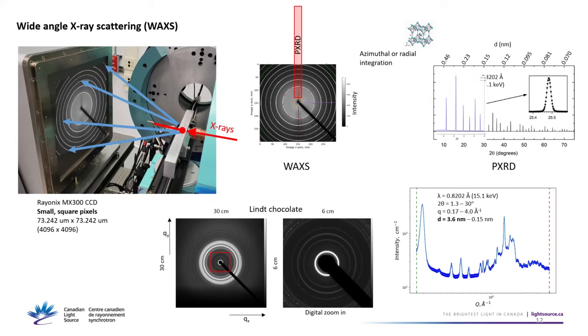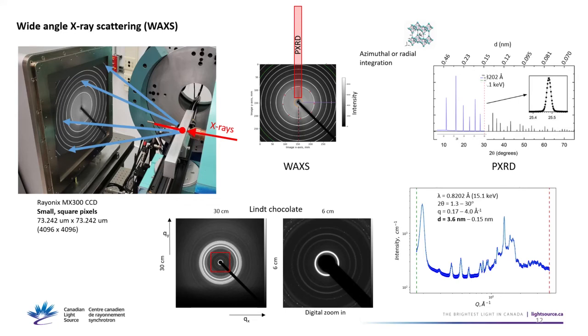But now with this setup, we have these square pixels, so we don't really care about axial divergence as much, and we can get to a lower Q value than we could before. We have this beam stop that stops the direct beam. But now we can get to a 2 theta angle or a Q value that's smaller, to reveal a d spacing of about 3.6 nanometers.